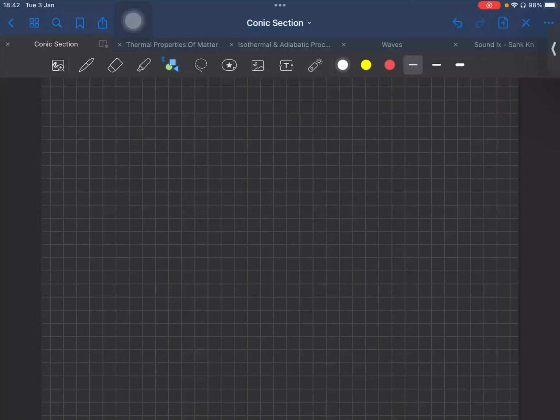So what are the types? Yesterday only we studied hyperbola. So what are the types of hyperbola we know of?